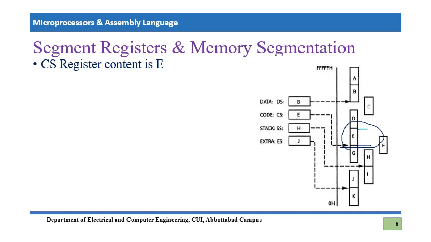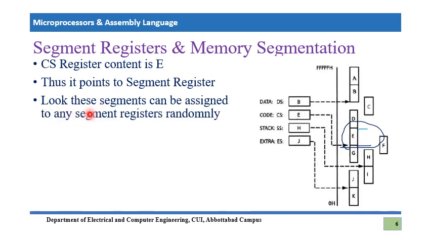The content of the CS register is E, and it points to this segment, which is E here. And this point is again explaining a very important fact: all of these segments can be assigned to any of these segment registers.